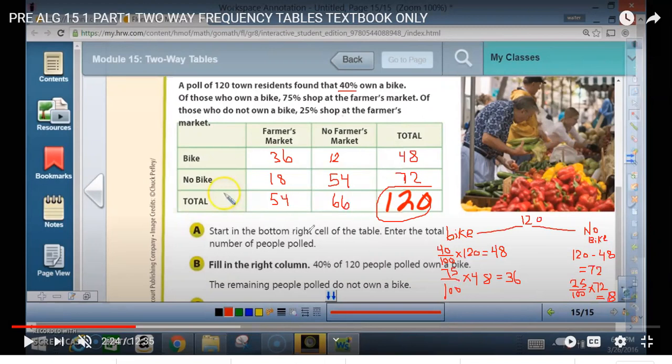Now we have already filled the spaces in this question to know how we can make a two-way table. So this was part one in our lesson today, two-way table.